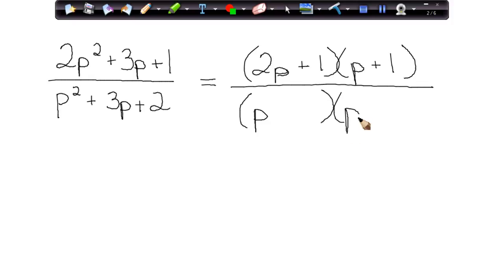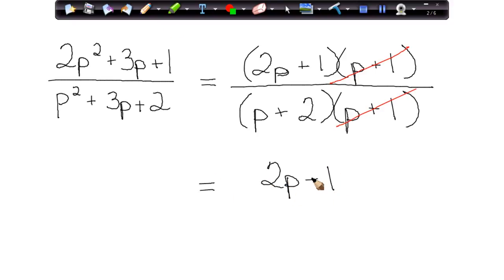and we'll have 2 and 1. Okay, good. Check to make sure it's right. And then if you have something similar in the numerator and in the denominator, then you can cancel it once you factor. So we have a p plus 1 in both places. We can cancel that out, and we are left with 2p plus 1 over p plus 2.